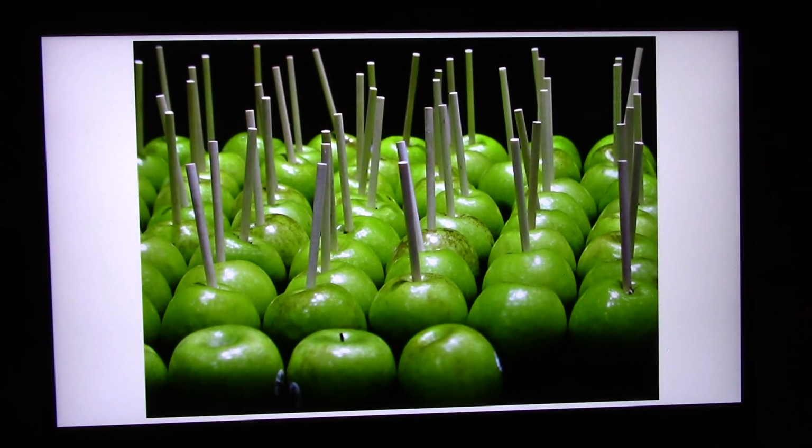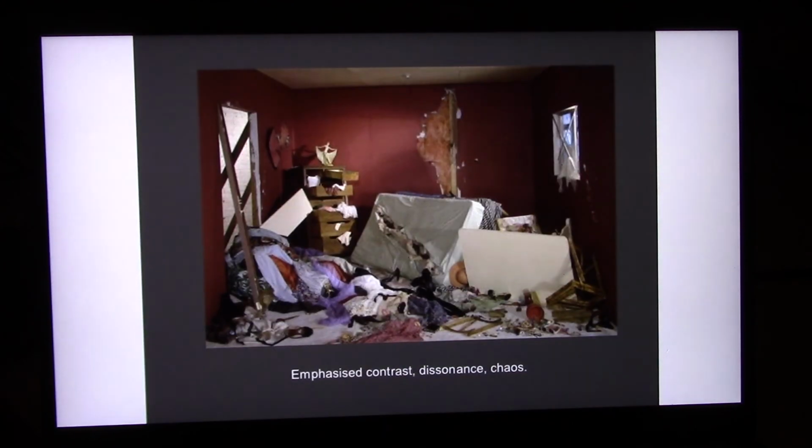Rhythm is a repetition of lines or shapes with some variation to give it a sense of interest rather than monotony. And dissonance is a sense of chaos, disorganization, which makes you feel uneasy when you look at a piece.